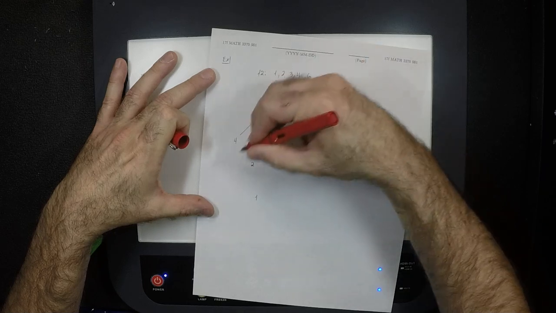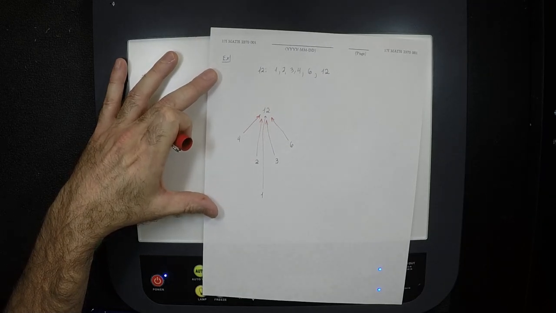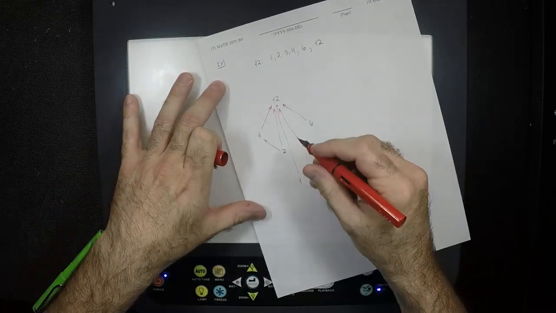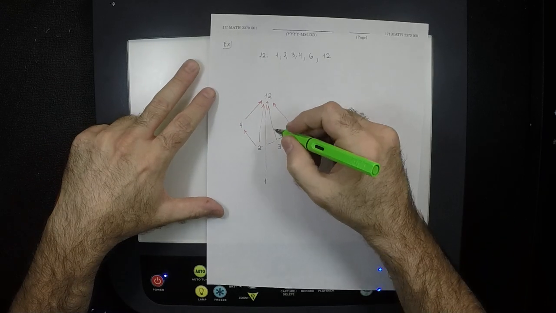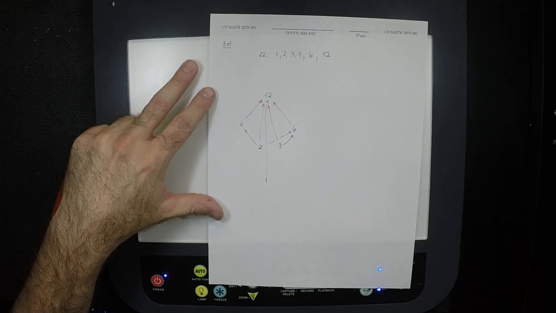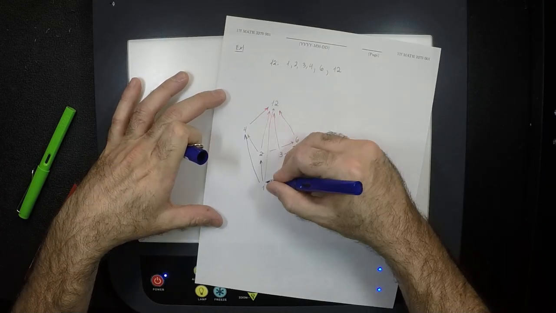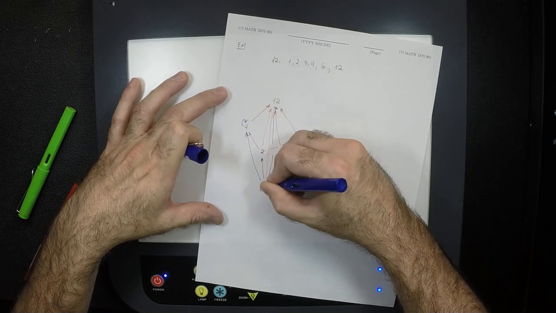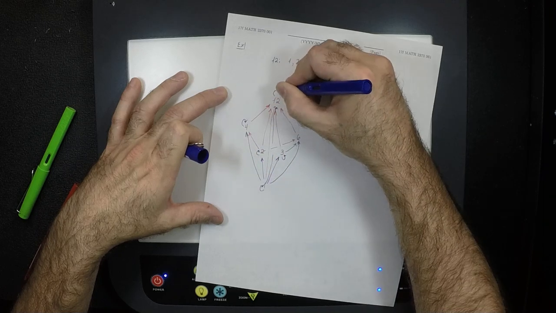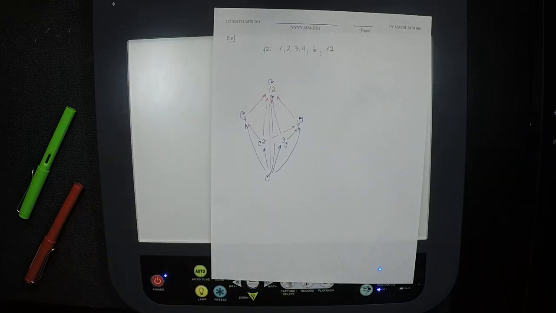4 divides 12, 6 divides 12, and all those divide that way. Also, 2 divides 4, 2 does not divide 3, and 2 does divide 6. 3 divides 6, but none of the other ones. And then what else do we have? 1 divides all of them, right? So that one, that one, that one, that one, that one, and then we have all the self arrows. So the only purpose of me making this really complicated arrow drawing for you is for you to look at just how much more complicated this is than the linear order, right? When you could put them all in a line.